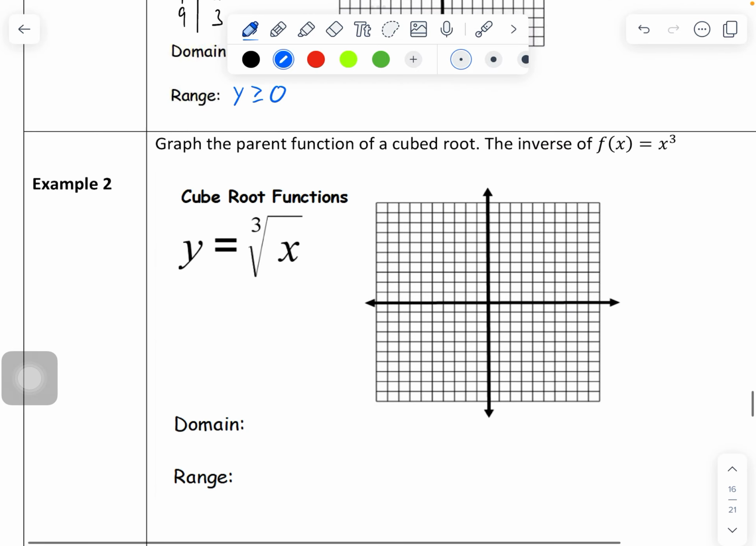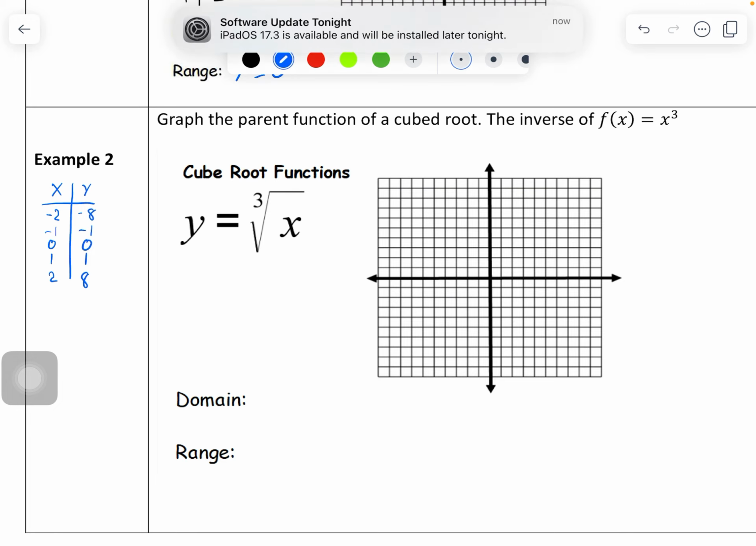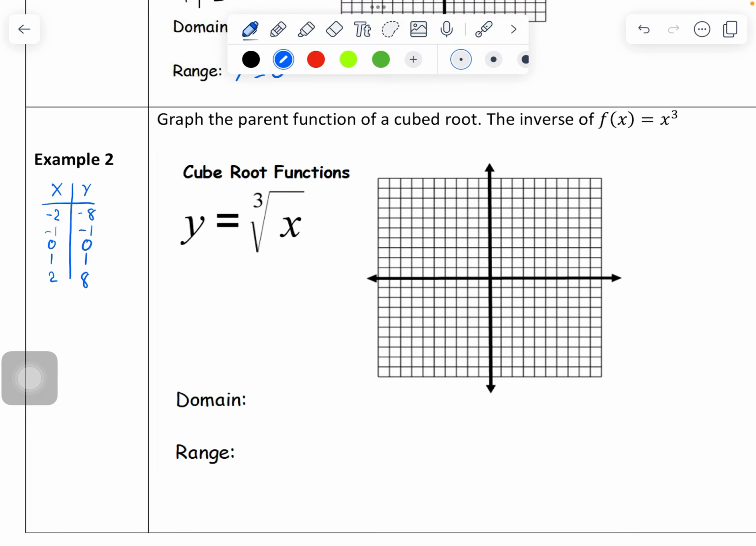Now the parent function for cubed roots is a little different. It's the inverse of f of x equals x cubed. And that table used to be where we would plug in negative 2, negative 1, 0, 1, 2, and we'd get out negative 8, negative 1, 0, 1, 8. We did this back when we were graphing polynomials. But now I'm going to take those same values and just reverse the order since this is the inverse. So the negative 8, negative 1, 0, 1, and 8 go on the left side, and then the other points are going to go on the y column.